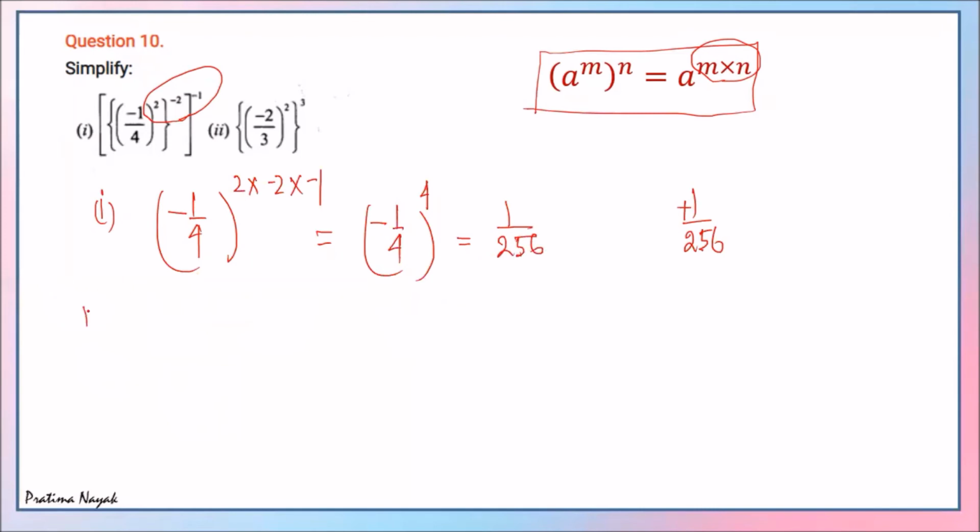Coming to the second part. (-2/3) to the power 2, 3. Again I will multiply the powers 2 and 3. So this will be (-2/3) to the power 6.